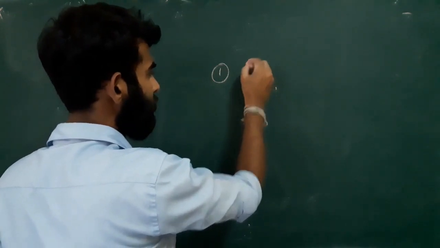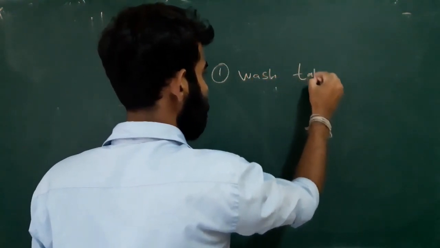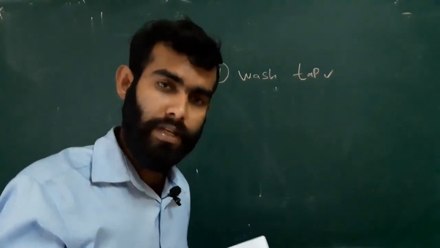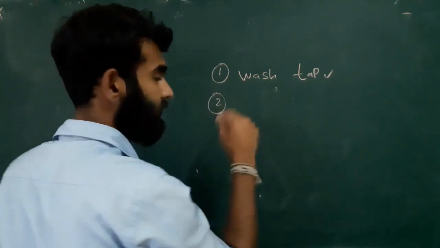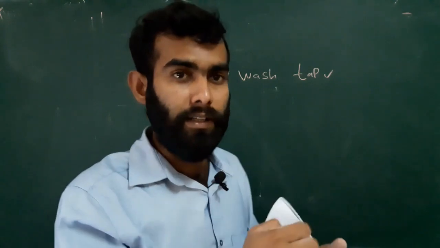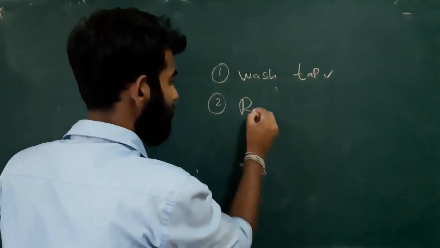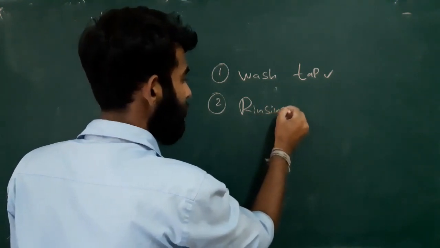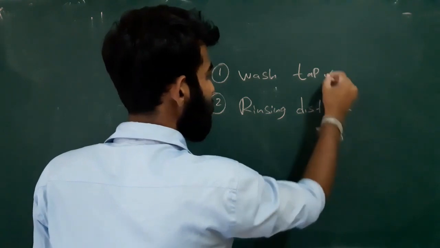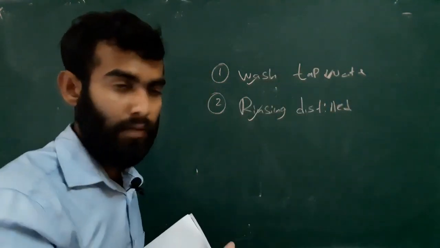First thing, we wash with tap water. If we use tap water, we call that washing. Next, we use distilled water. When we use distilled water, we do not say washing, we say rinsing. Rinsing with distilled water. So, wash with tap water and rinse with distilled water.